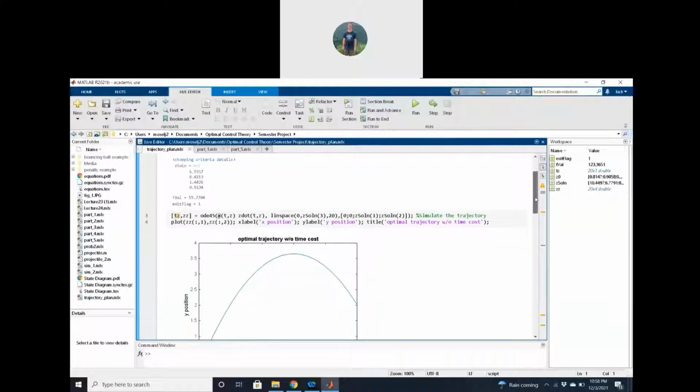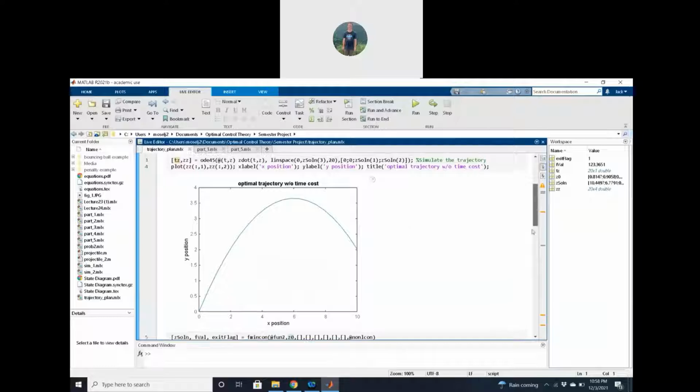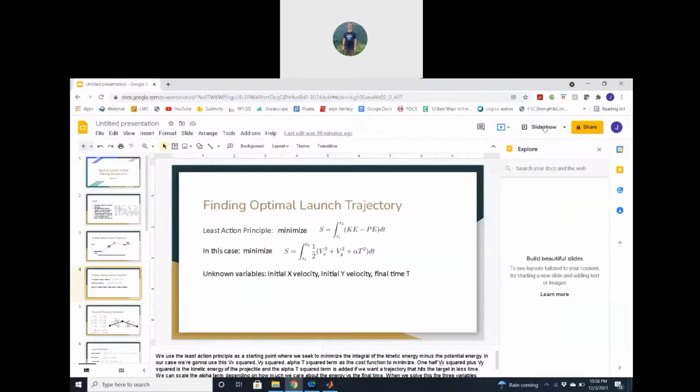And I've solved it twice for both cost functions. This first one ignores the time. The second one is going to be a slightly more direct shot because it does care about the time. Now let's pop back over to the presentation.